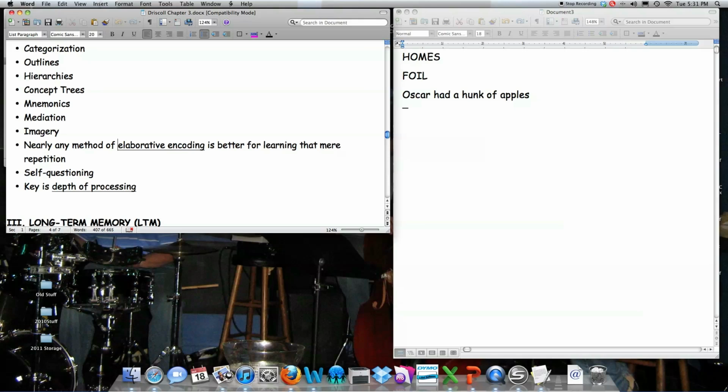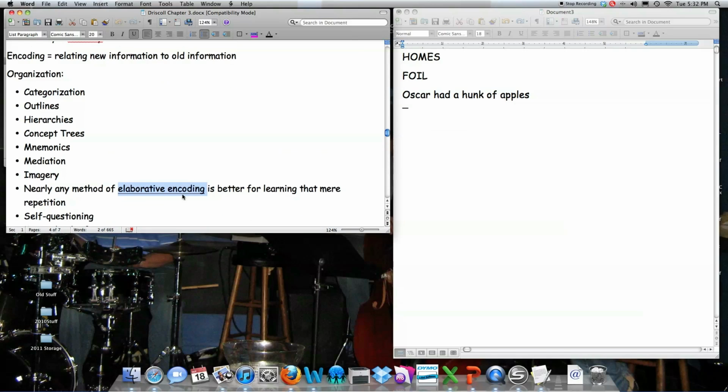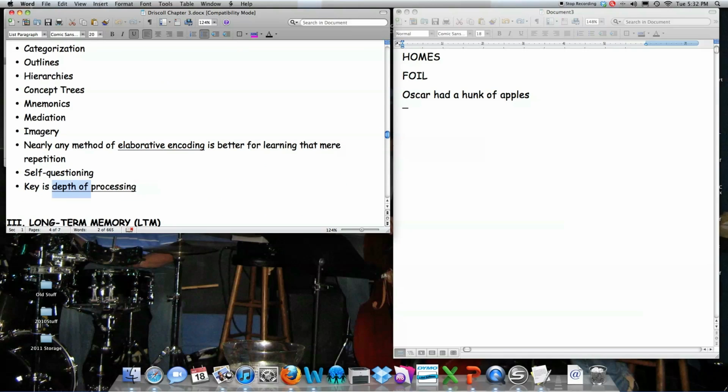All of this is referred to as elaborative encoding because you are elaborating on the information in some way, not just organizing it, but elaborating on it. And to do that, you are processing it in a much deeper manner. You're experiencing a depth of processing. And when you do that, that's much better than just repetition.